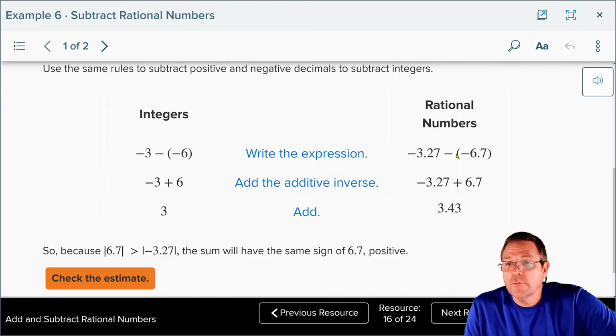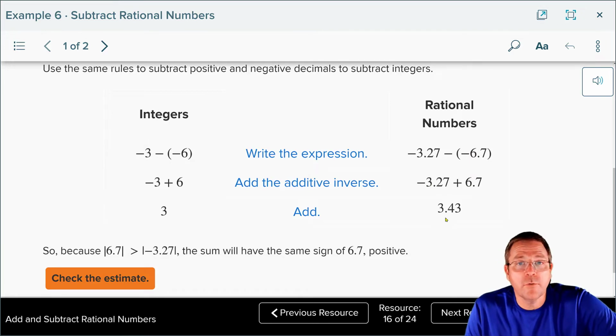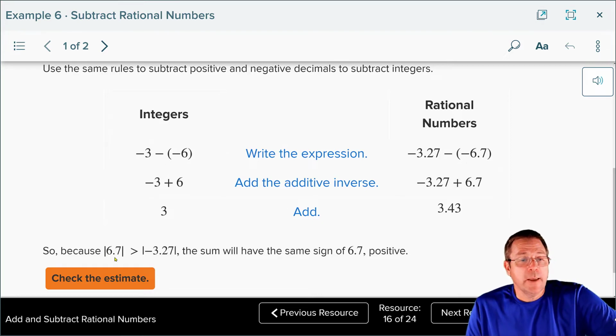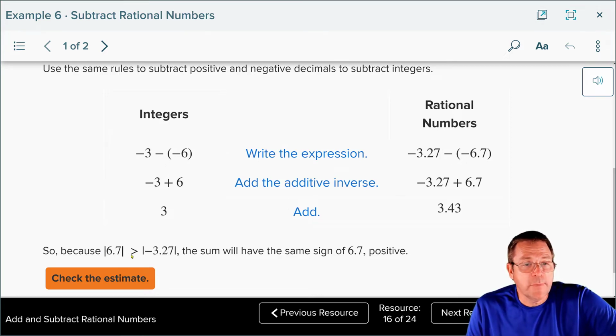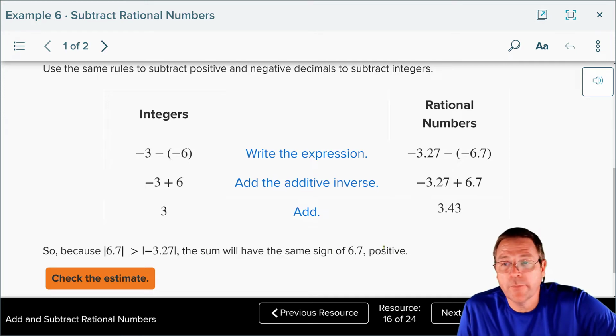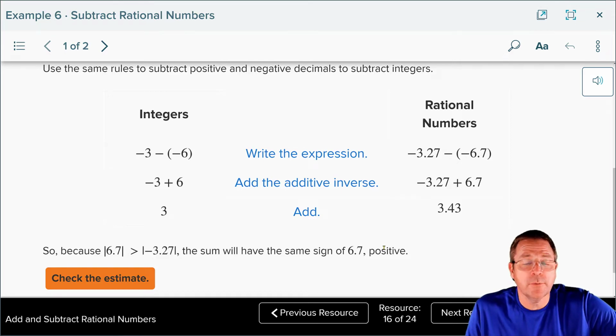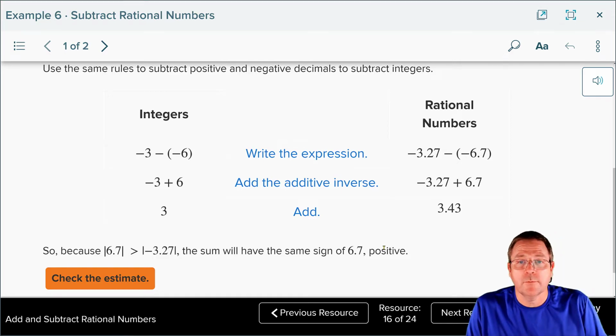When you worked it this way, you had the same thing, only now you're going to find the difference this way, and you get 3.43, which is pretty much right there in between 3 and 4 that I estimated. Because the absolute value of 6.7 is greater than the absolute value of negative 3.27, the sum is going to have the same sign as 6.7. How do I teach y'all to say that? The sign in front of the larger number, it goes in front of your answer.